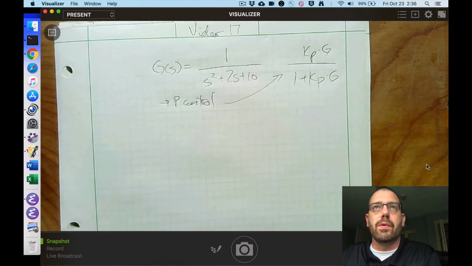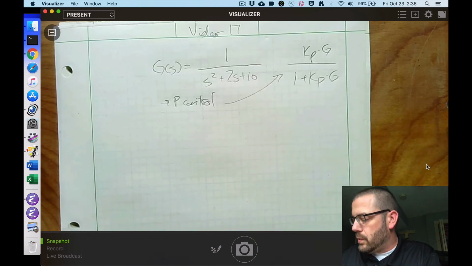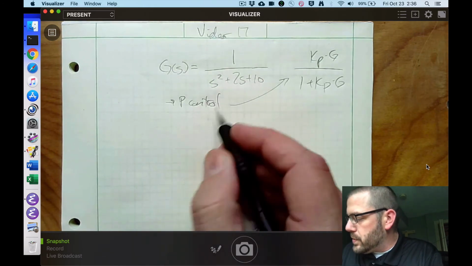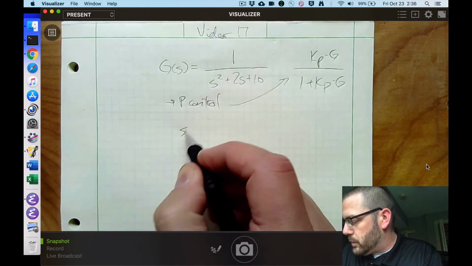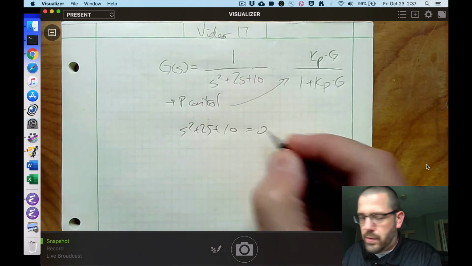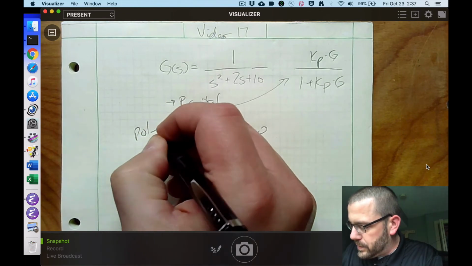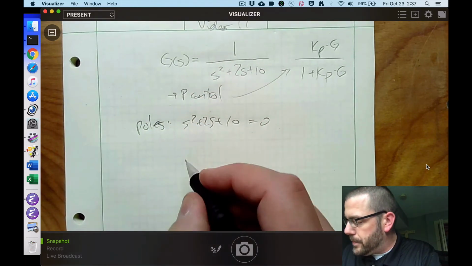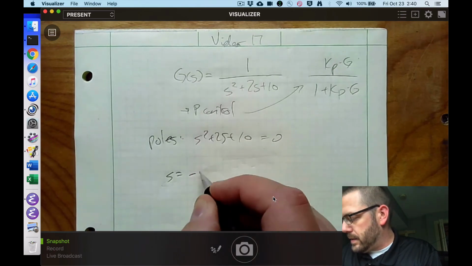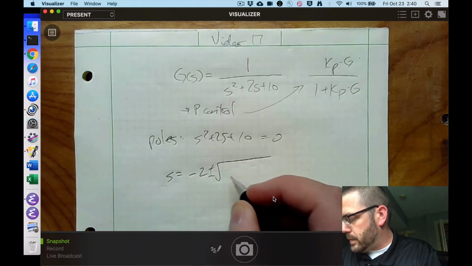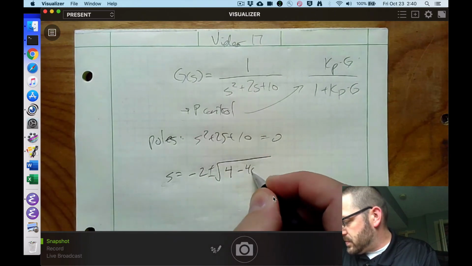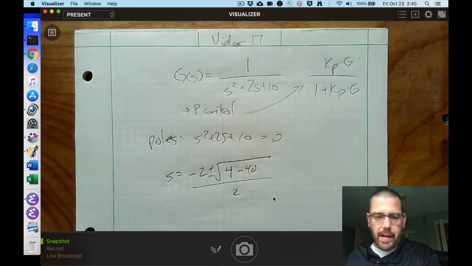Just like we would with a Bode plot, we need to find those first. Root locus, completely different in some ways, but still need the poles and the zeros. So the roots of this, based on the quadratic formula. I'm looking for the roots of s squared plus 2s plus 10 equal to 0. Those are my poles, by definition, the roots of my denominator equal to 0. So the roots by the quadratic formula will be negative b plus or minus the square root of b squared minus 4ac, all over 2a.